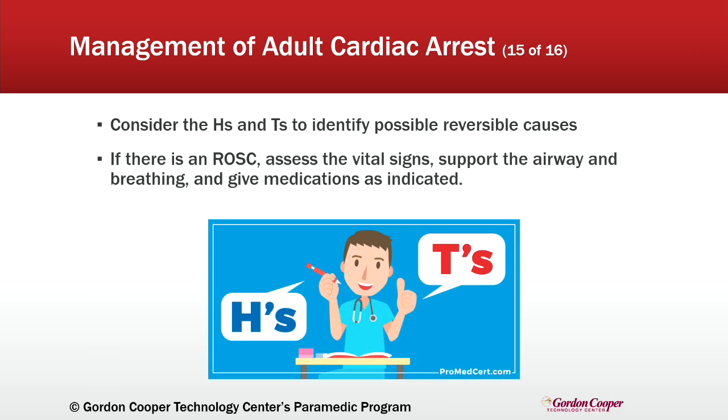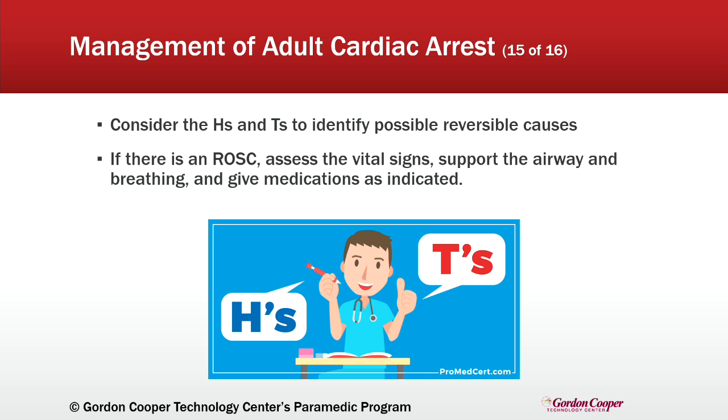Now, one thing you want to make sure you're doing, as we're still rolling on with this management of adult cardiac arrest, is looking for identifying reversible causes. So you want to consider your H's and T's. During a cardiac arrest, it's crucial to think about those H's and T's. These are potential reversible causes like hypoxia, hypovolemia, hyperkalemia, tension pneumothorax, among others. Recognizing these can really help guide your resuscitation efforts and address any complicating factors.